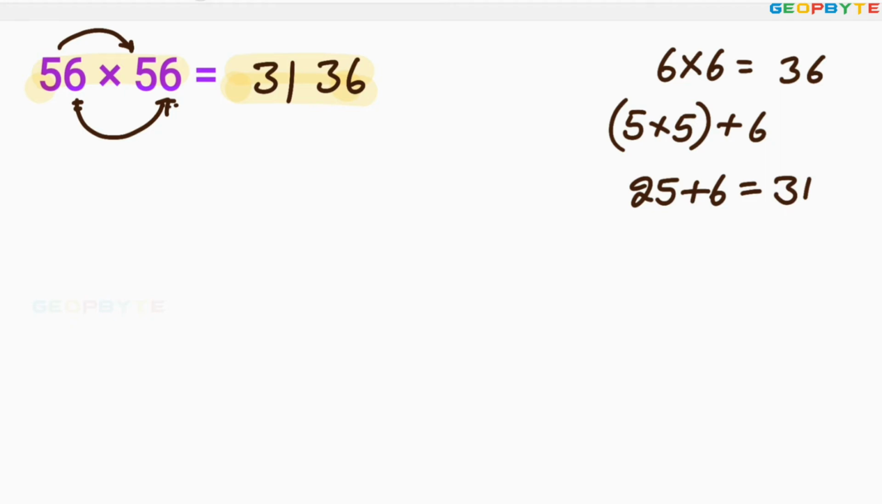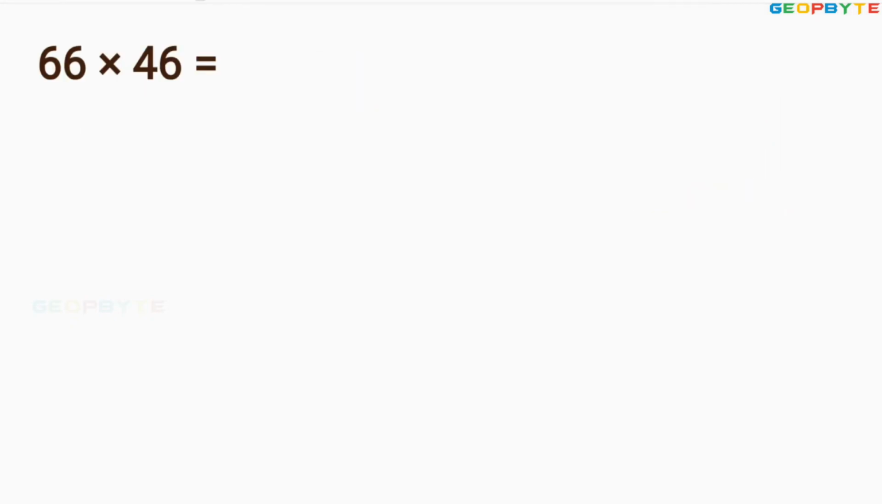Let us move to another multiplication. Look at the numbers. 66 into 46. The ones place digit remains the same. The summation of the tens place digits, 6 plus 4, is 10. In that case, first you multiply the ones place digits, 6 into 6. 6 into 6, how much? It is 36. You put that 36 here first.